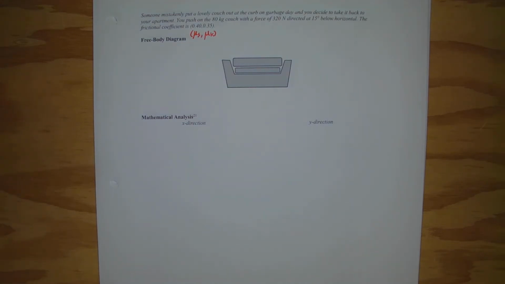Someone mistakenly put a lovely couch out at the curb on garbage day, and you decide to take it back to your apartment. You push on the 80-kilogram couch with a force of 320 newtons directed at 15 degrees below horizontal. The frictional coefficient is 0.4 for static and 0.35 for kinetic.